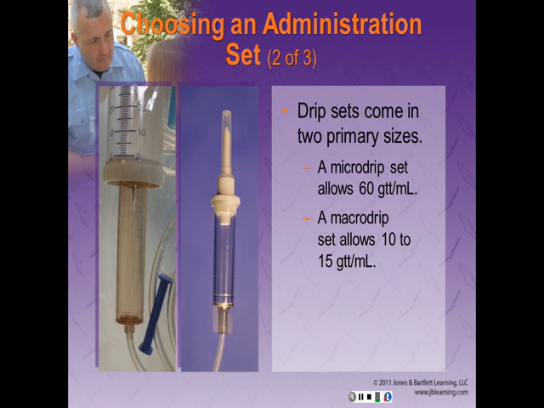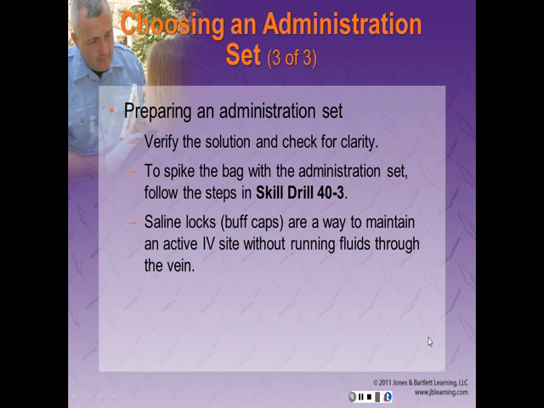You can see those here. The drip set you see here is a macro, which is 10 to 15 drops per ml, and over here is a mini. It's a teeny tiny little port, and that takes 60 drops to make 1 ml. This one only takes 10 to 15.